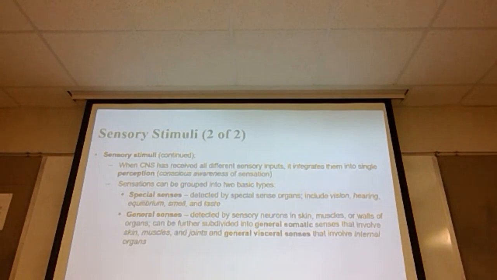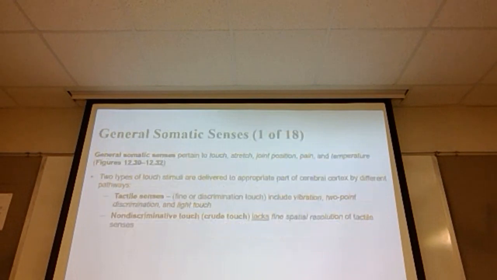And then you have the general senses, which are detected by the sensory neurons in the skin, muscles, and walls of the organs. These can further be subdivided into general somatic senses that involve the skin, the muscles, and the joints, and the general visceral senses that involve the internal organs. That first group is the general somatic senses. Somatic senses are, again, touch, stretch, pain, joint position, and temperature.